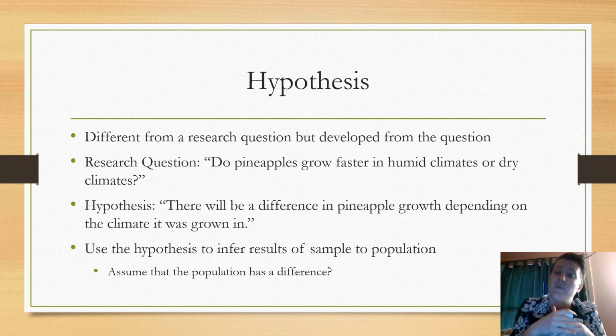So we're going to operationally define our dependent variable of growth by millimeters, let's say. Or no, let's do centimeters. Millimeters seems a little small. We're going to measure it by centimeters, and we're going to see if there is a difference between dry climate grown pineapples and humid climate grown pineapples. So what we're going to infer from this experiment, taking 50 pineapple seeds and planting them in a humid climate, and 50 pineapple seeds and planting them in a dry climate, is we're going to see, hey, is there a difference in pineapple growth depending on if they're grown in a dry or humid environment?